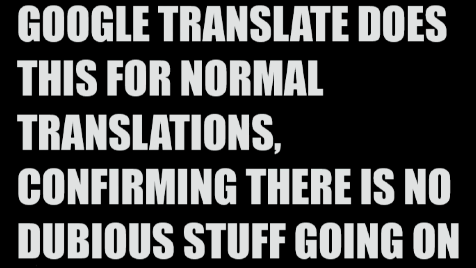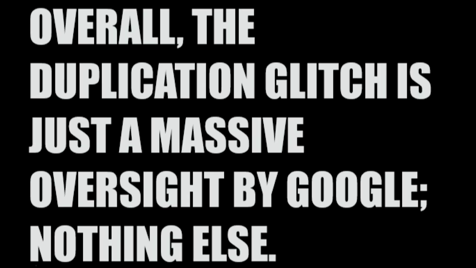And there are quite a lot of typos too, and as I said before, Google Translate likes typos, it changes them. Overall, I believe this duplication glitch is not a conspiracy, it's just a terrible oversight by Google, and you'd think they would have fixed it by now, but clearly it's not publicised enough for them to have fixed it, which is good, because it's funny, to be honest.